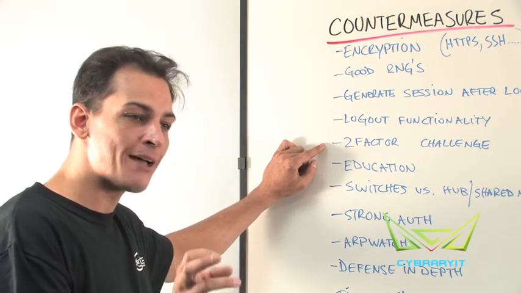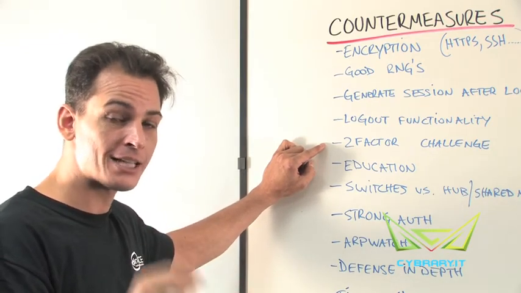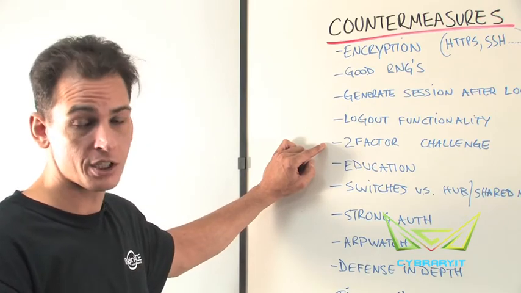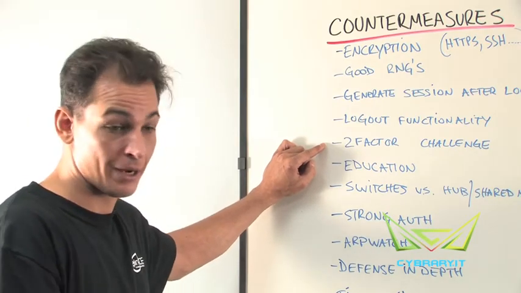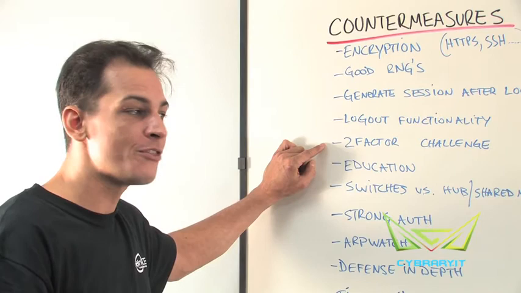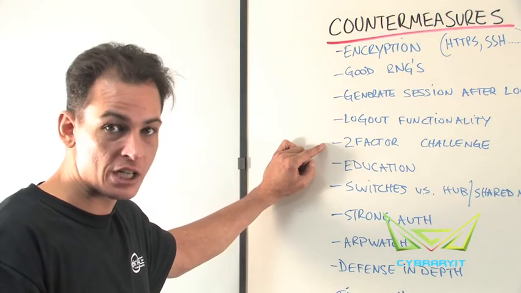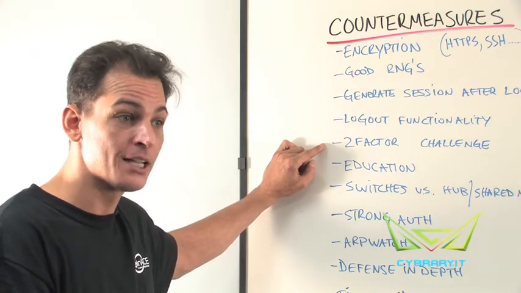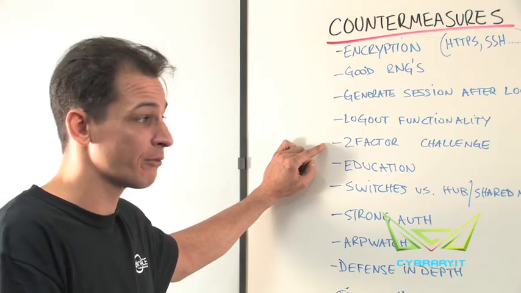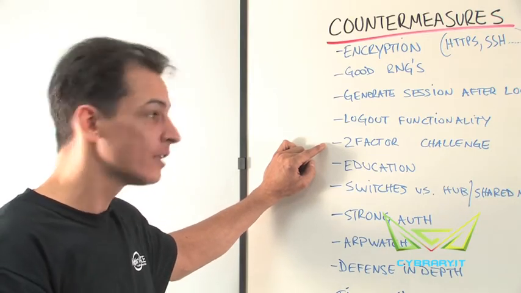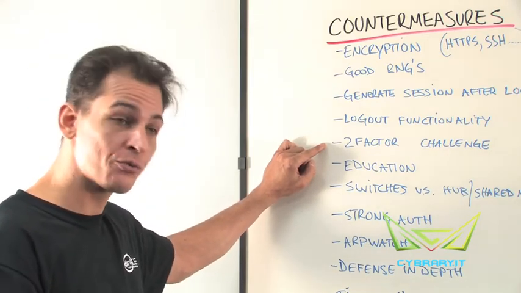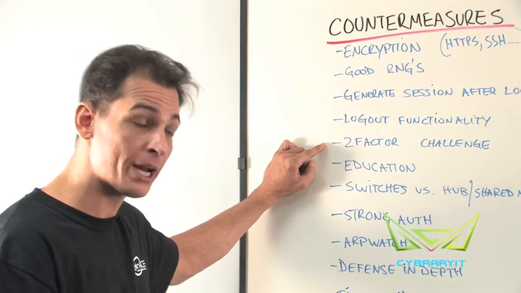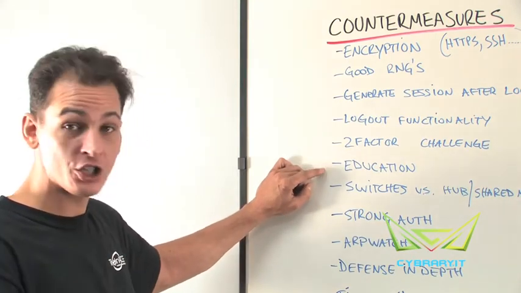But now if you have to tie in two factors to that, something you know, something you have, or something that you are, in addition to just regular authentication, well, then the attacker or the penetration tester is ultimately stuck, because now they don't have what the original victim has. So use two-factor challenges or two-factor authentication. That's a great countermeasure.